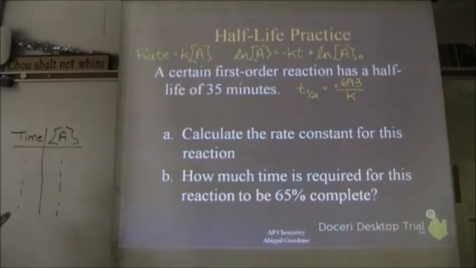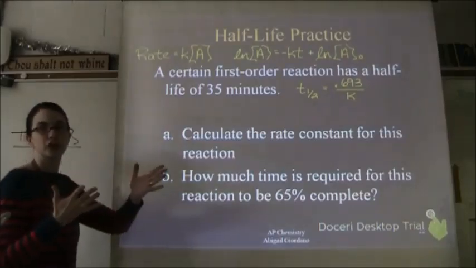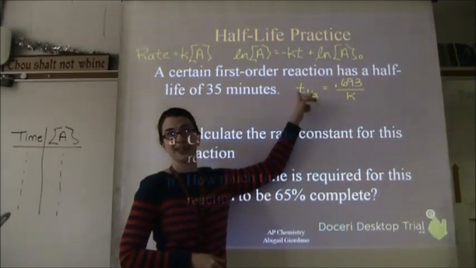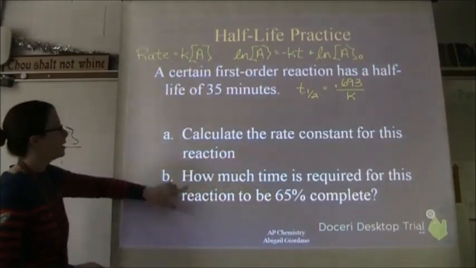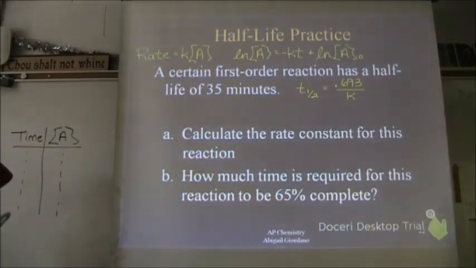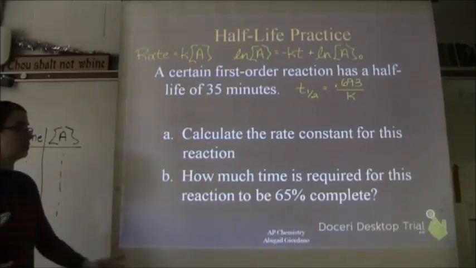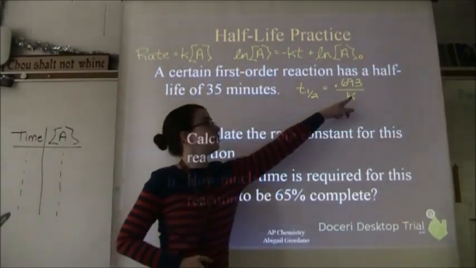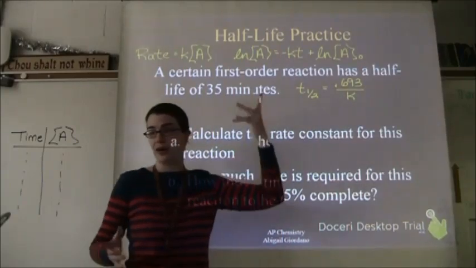So let's keep reading. It says, this reaction has a half-life of 35 minutes. Well, chances are I'm probably going to be using this guy since they said half-life. Calculate the rate constant for this reaction. Which variable is the rate constant? Okay. This is really easy, guys. Plug in and solve. Let's do it.